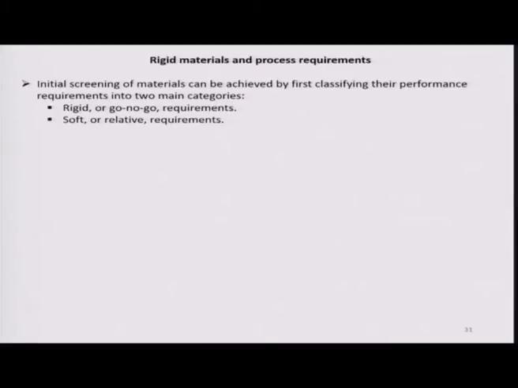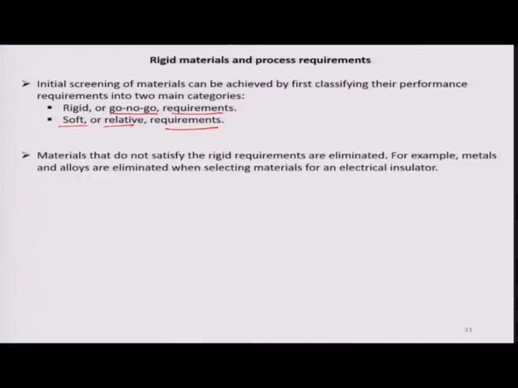Here, initial screening of materials can be achieved by first classifying their performance requirements into two main categories. First is rigid, or go/no-go, requirements; second is soft, or relative, requirements. Rigid requirement means, suppose you are going to make an electrical insulator, then the rigid requirement is electrical insulation: the material should be electrically insulating. So you can't use metals and alloys. You simply eliminate those materials. That is the rigid requirement.